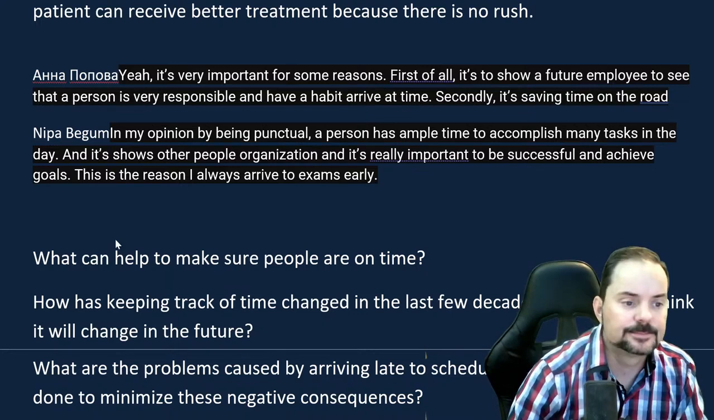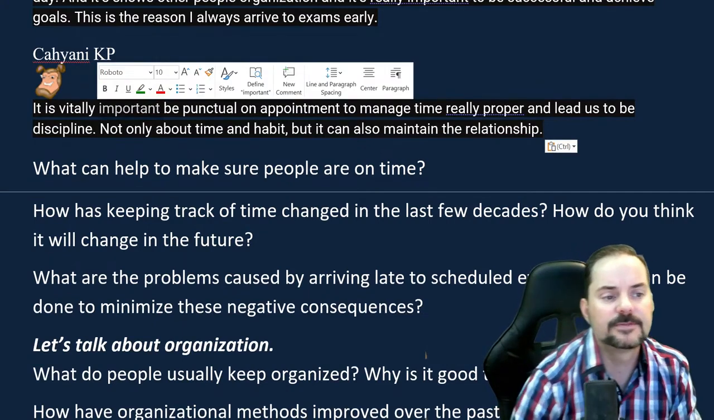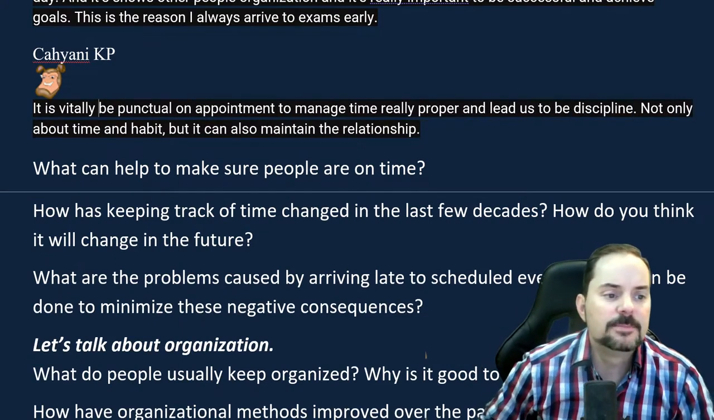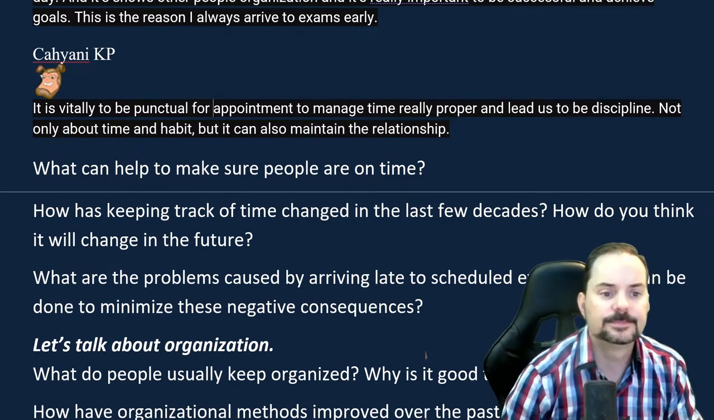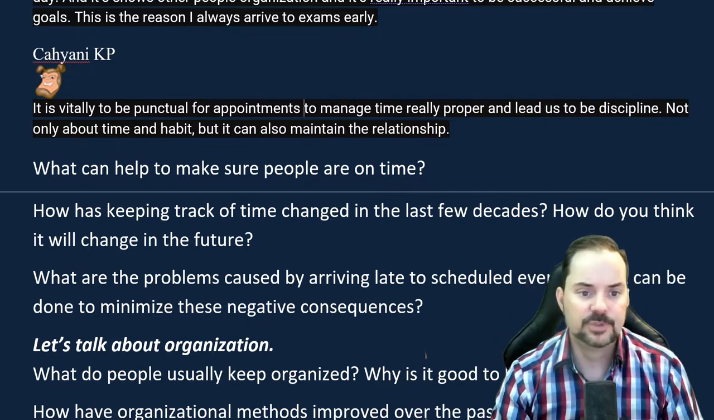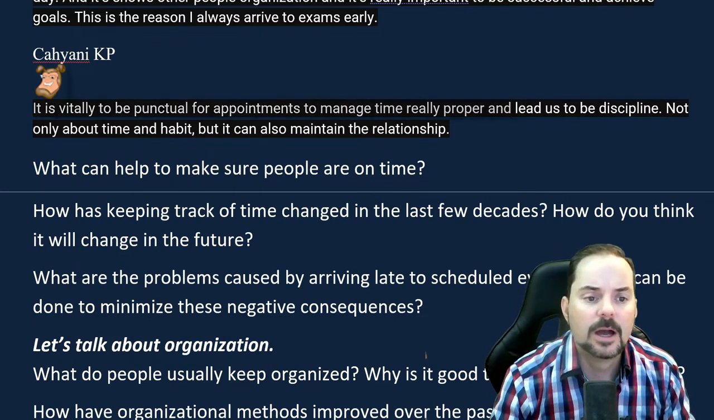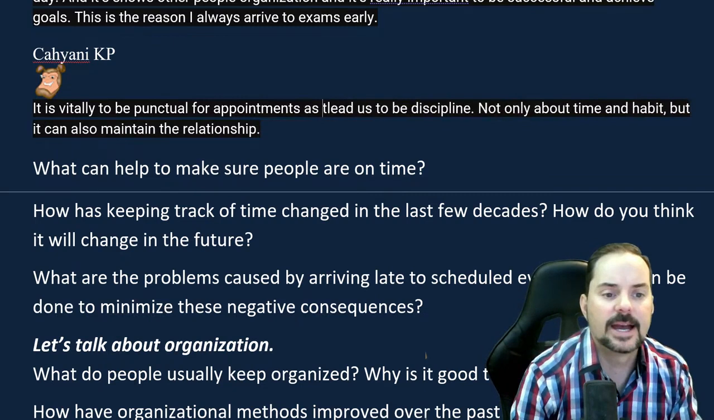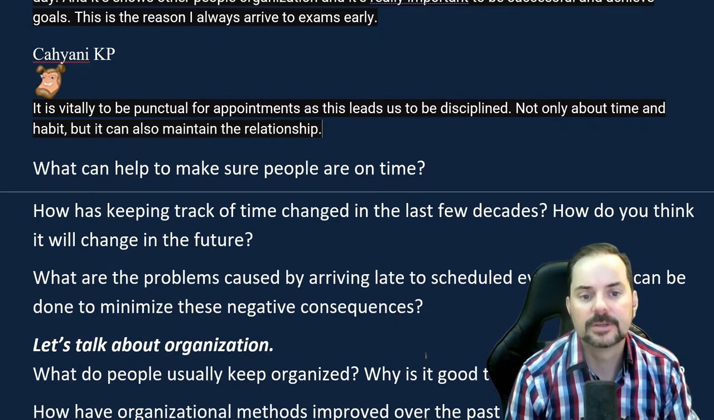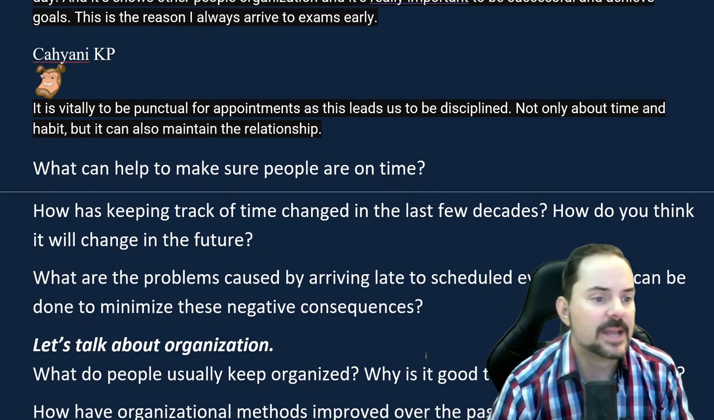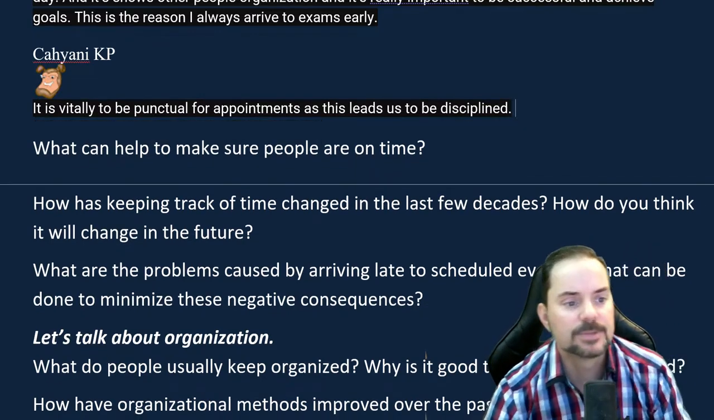Chayani says, it is vital to be punctual. We don't need important because vital means important, Chayani. It is vital to be punctual for appointments, to manage time really properly. That is managing properly. So we don't need that part, as this leads us to be disciplined, used in the passive here. Not only about time and habit, but it can also maintain relationships. Chayani, that's off topic. We're not talking about maintaining relationships.